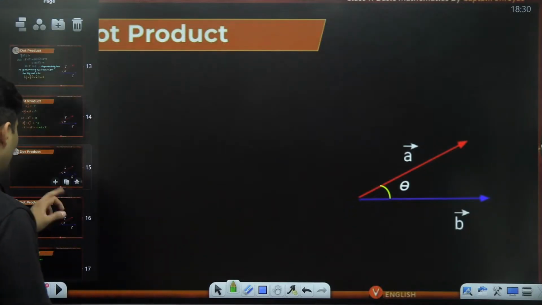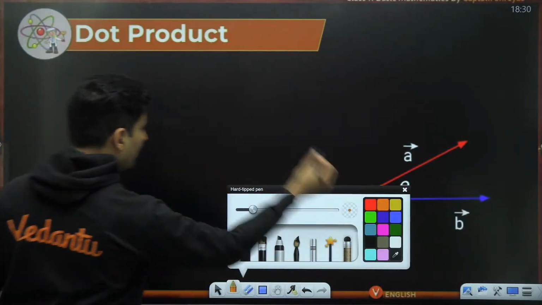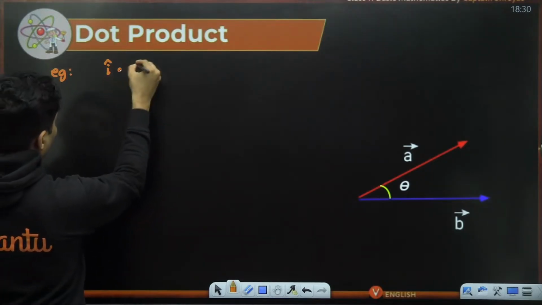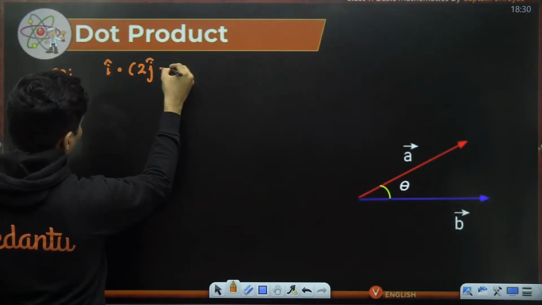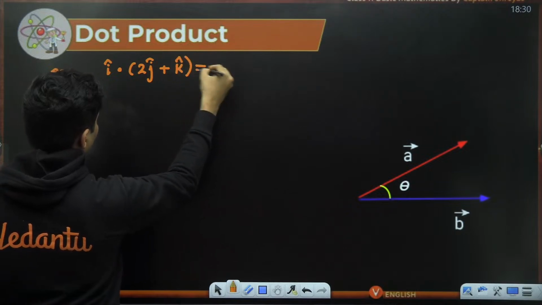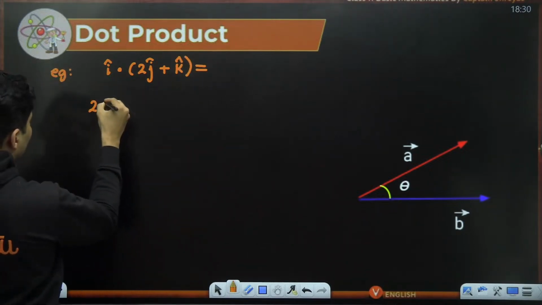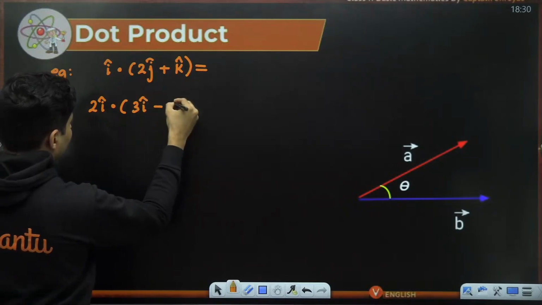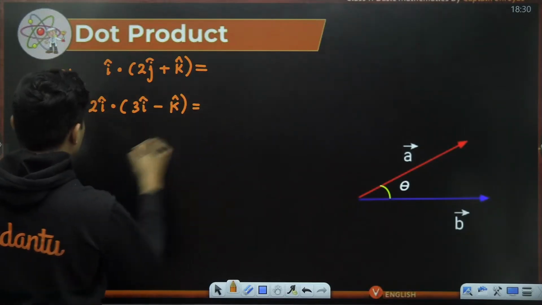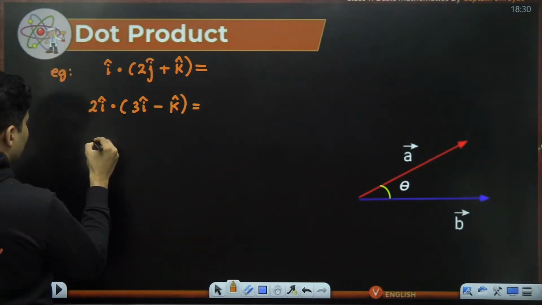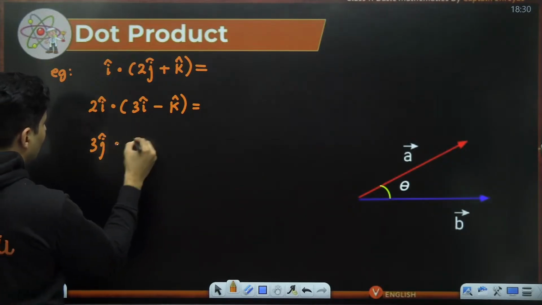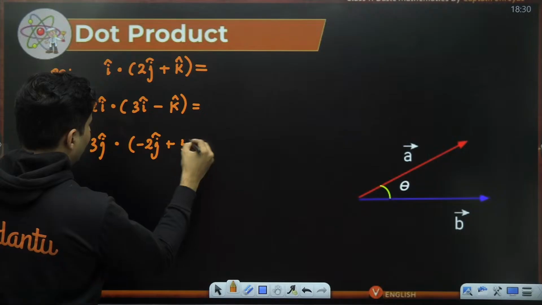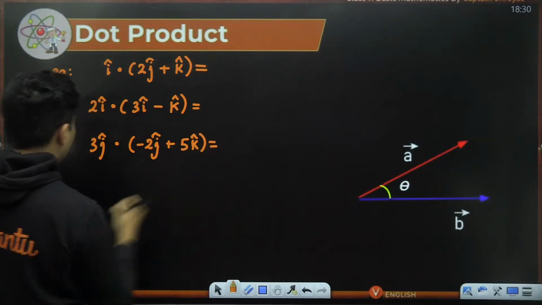Sir, what if it is slightly more complicated? Yes, why not? Let's take more examples. Say it is I cap dot 2 j cap plus k cap. Then what is the answer? Let's say it is 2 I cap dot 3 I cap minus k cap. Then what is the answer? Let's say it is 3 j cap dot minus 2 j cap plus 5 k cap. Then what is the answer?